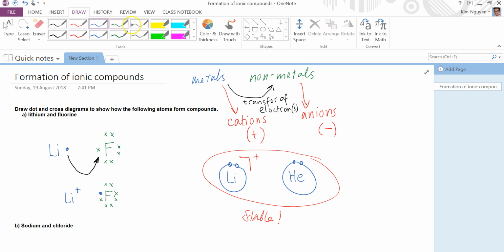So fluoride is an anion. I'll circle the charges so they're a bit clearer. And if you remember that opposite charges attract, this is the basis of the strength of the ionic bond. So this positive charge here is strongly attracted to this negative charge here, and it holds these two elements together. So this here is our ionic bond, which is very strong.